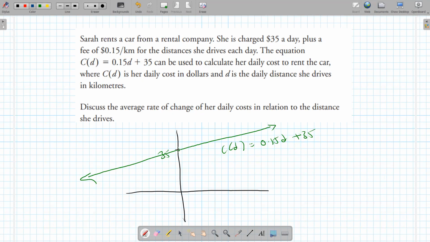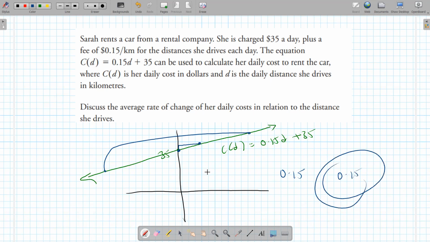What's the slope from here to here? Remember, it's a straight line. It's still 0.15. What's the slope from here to here? Does it change? 0.15. It never changes, right? So it doesn't matter how much she's driving. What's the unit of the slope? Look at the x values and the y values, what they represent. What's the unit of the slope?